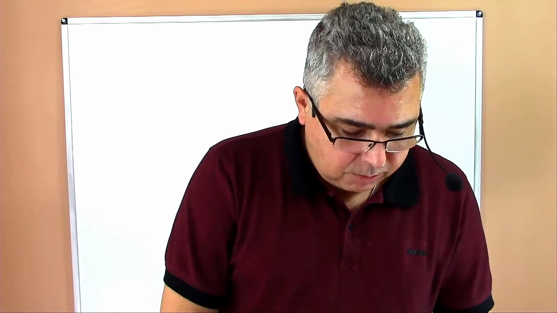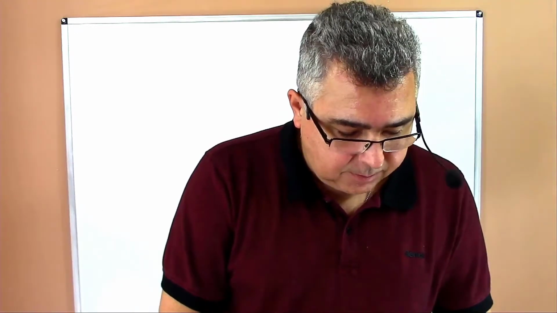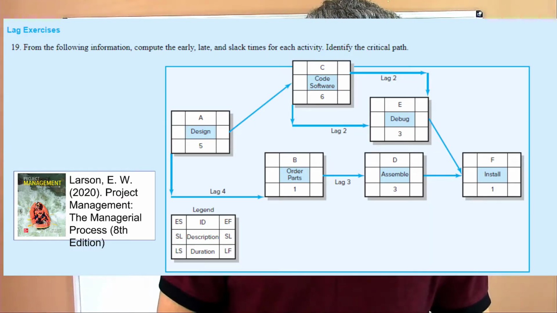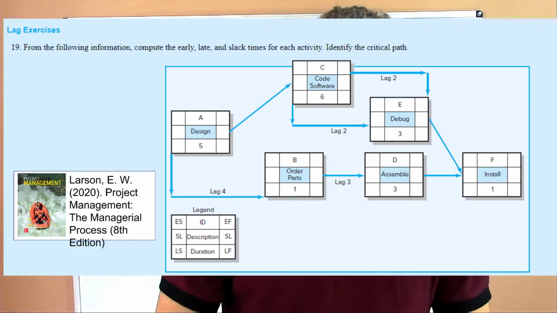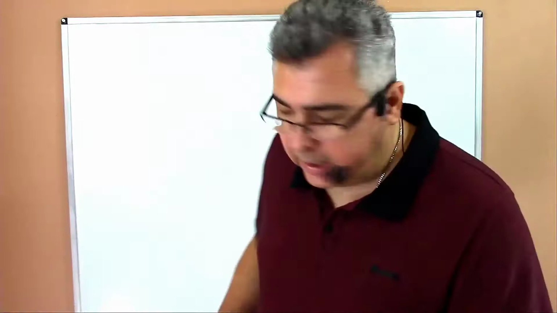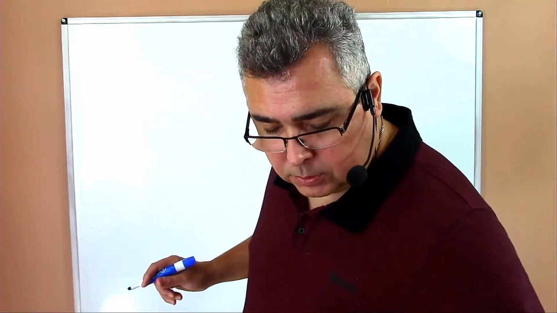So the first exercise that I'm doing with you today, the second part, is exercise 19. It starts on page 198, and the diagram is on page 199. Exercise 19 says, from the following information, compute the early, late, and slack times for each activity. Identify the critical path. So let's put the 1, 2, 3, 4, 6.